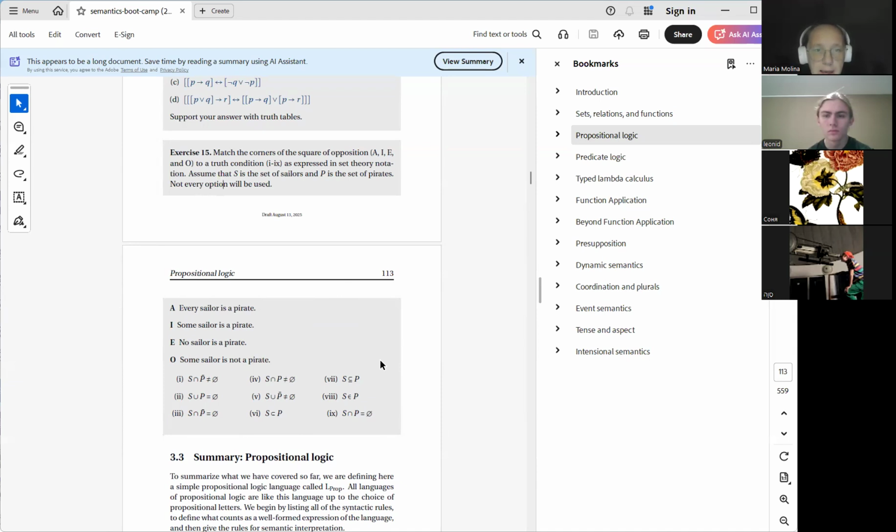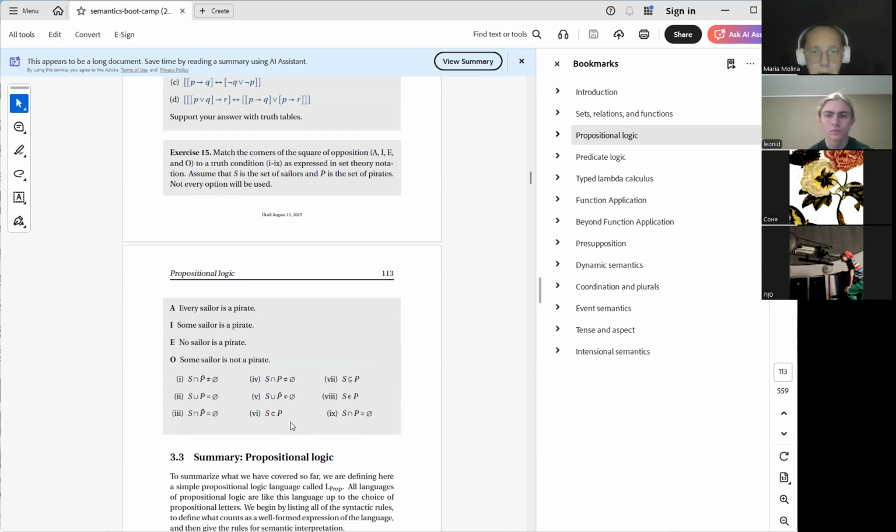So let's say S is the set of sailors and P is the set of pirates. How do we represent the idea every sailor is a pirate using the following notation? So what do you say? Okay, S is a subset of P.